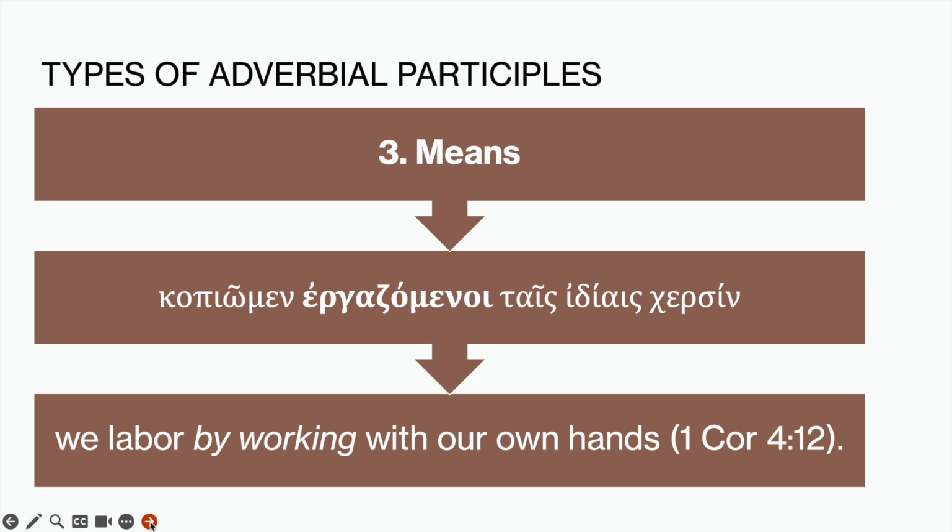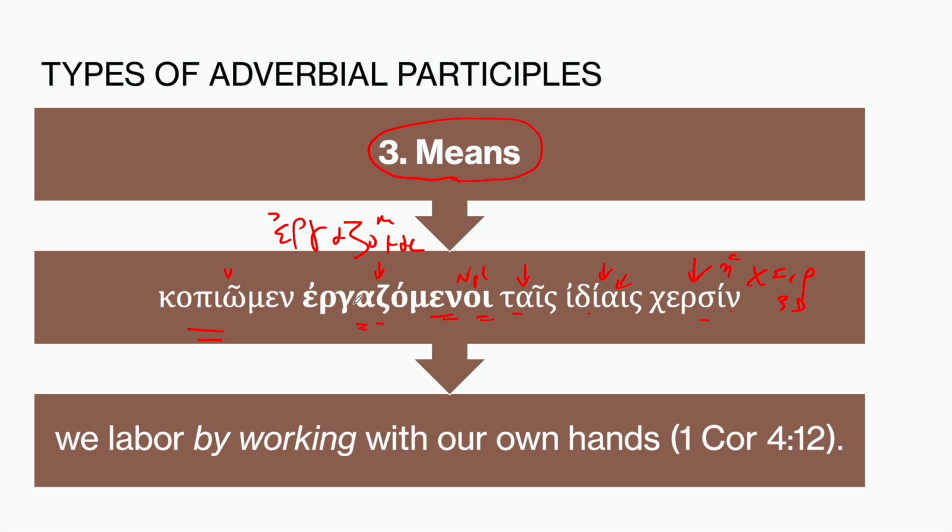Another type of adverbial participle tells you the means by which an action was performed. So here's your main verb. We toil, we labor. How do we labor? We labor by working with our own hands. But this is the word we want to talk about. It's a verb, ergazomai. It's a middle only. And here we see a middle ending, and we see it's in the nominative plural because it's nominative because it's acting adverbially, but it's plural because the person and number of the main verb is also plural. It's first person plural. So it's modifying the action of this verb.